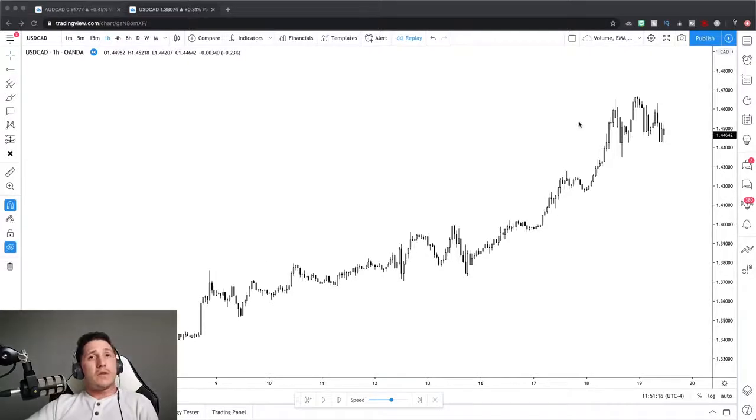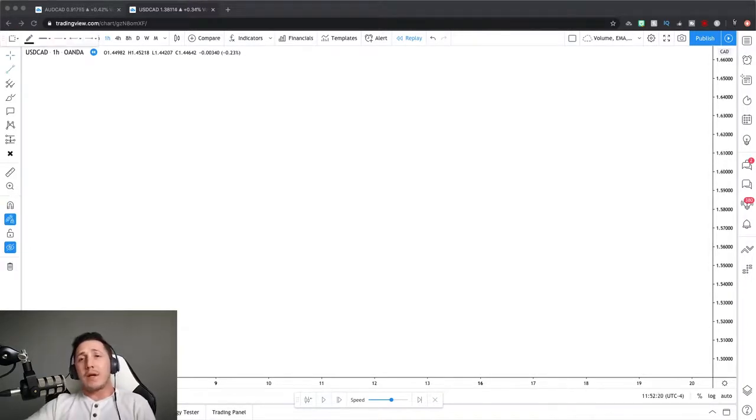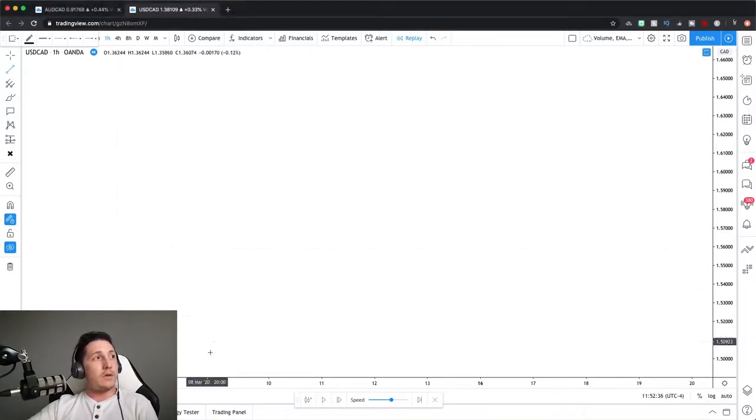So as you can see here, we have the dollar CAD on a 1 hour time frame. But before we get into that, we are going to discuss what a head and shoulders pattern even is. Basically it is a reversal pattern that either forms at the top of an uptrend or the bottom of a downtrend.